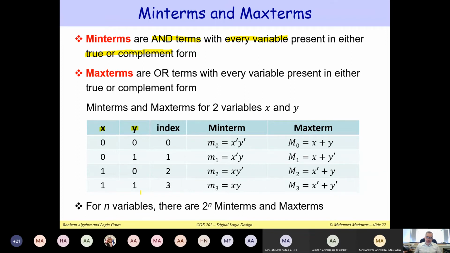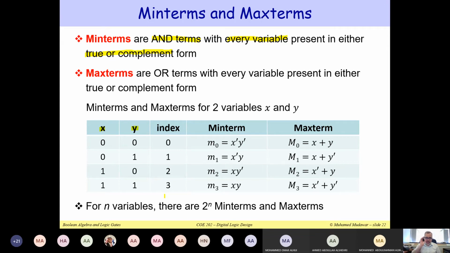Now you can define an index that represents a decimal value for this combination. So 0,0 will be defined as index 0. 0,1 will be defined as index 1. 1,0 will be defined as index 2. And 1,1 will be defined by index 3. So therefore, if you have a function of two variables only, then it will have 4 entries in the truth table that are indexed from 0 to 3.